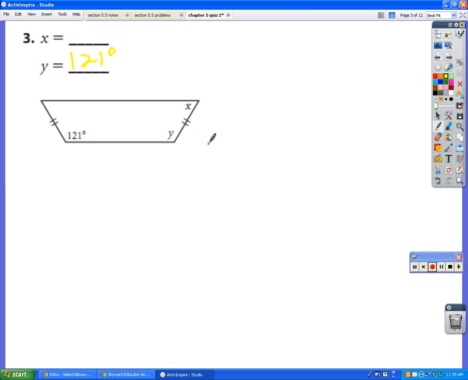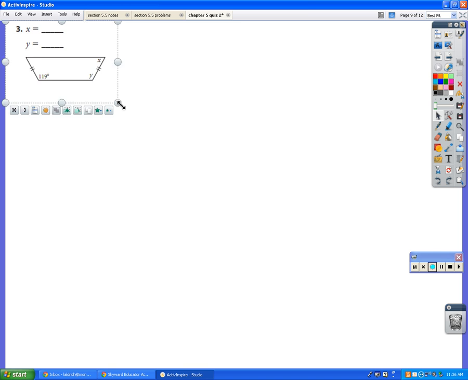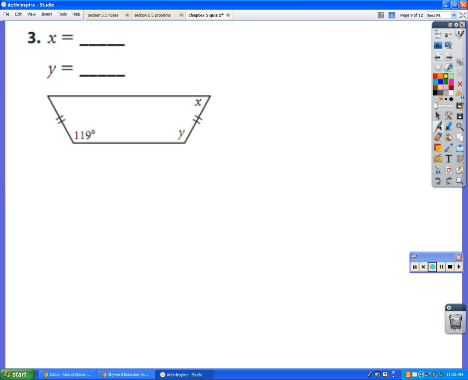121. And then we also learned there's a relationship between the angles that are in between the parallel sides. What is that relationship? They add up to 180. So if this is 121, 180 minus 121 is 59 degrees. Okay? Same thing on form B. What is Y going to be? 119. And then since x and y have to add up to 180, if y is 119, then x must be 61. All right, any questions on number 3?